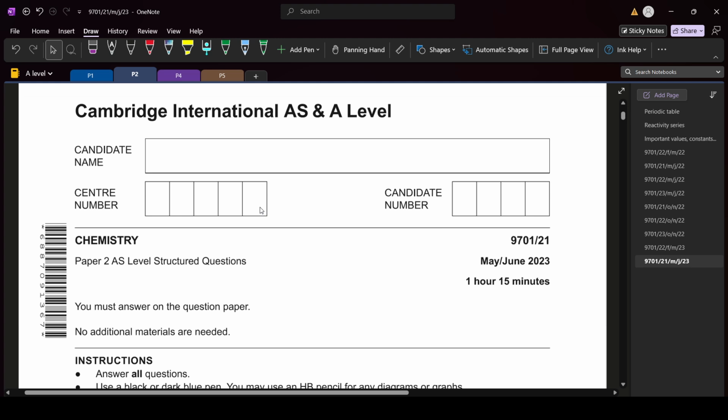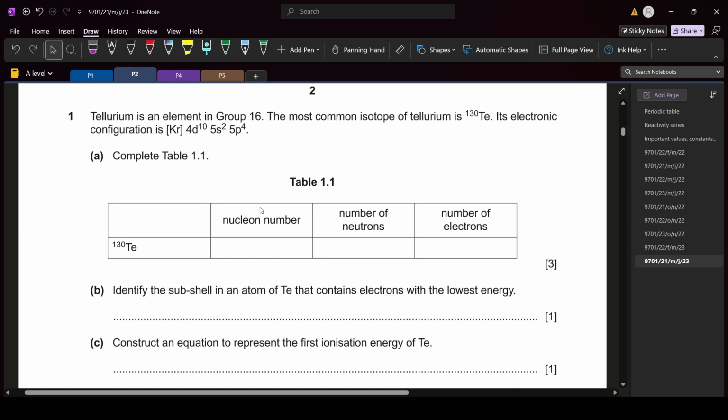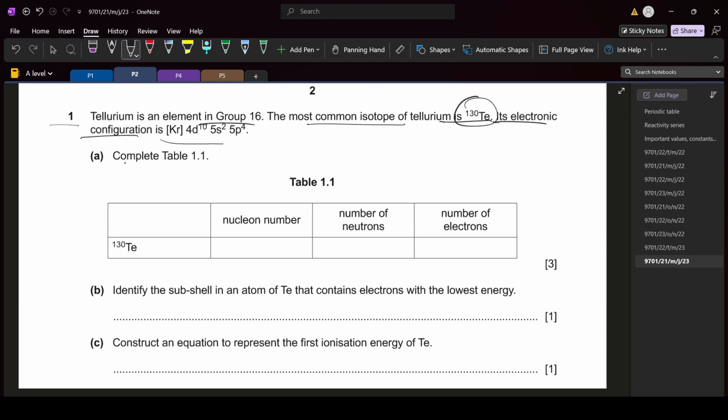Today we will be solving 9701 number 21 of May June 2023. Okay, so let's begin. Question number 1. Tellurium is an element in group 16. The most common isotope of tellurium is tellurium 130. So its electronic configuration is this. Complete the table 1.1. So you have to tell the nucleon number, number of protons and number of electrons in tellurium.